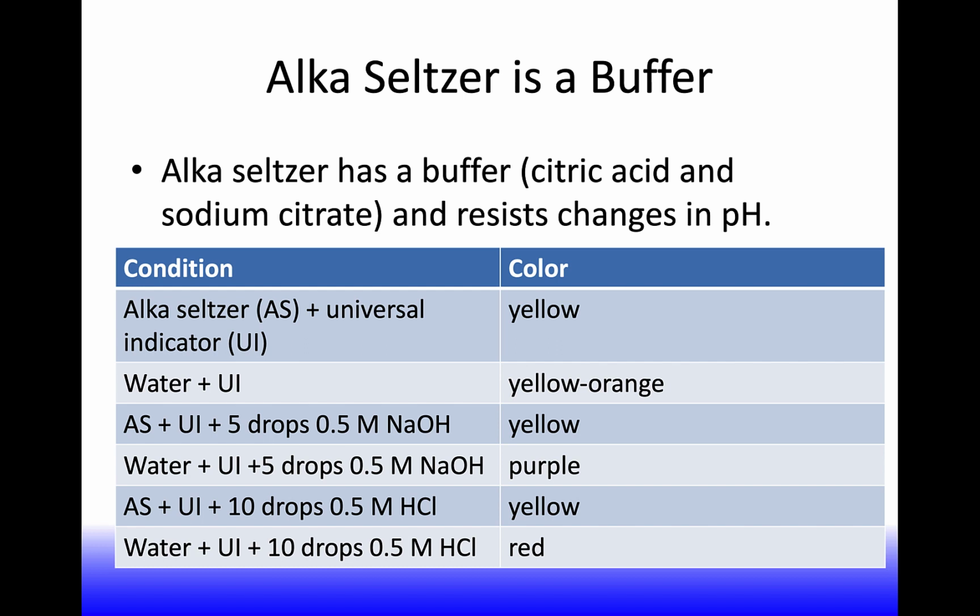Okay. Now, I'm going to just show you the data here real quickly so you have it, but I'm going to play the videos now. So what I did first is I took some Alka-Seltzer, dissolved it in water, and I also took some water. Alka-Seltzer is AS, and I put some universal indicator in it, and it's yellow. Water with universal indicator was kind of yellow-orange. You'll see this in the video. I added some base. The Alka-Seltzer stuff stays yellow. I add some base to water, it turns purple. I add some acid, the Alka-Seltzer stays yellow, and then I add some acid to the water and it turns red. You'll see that in a minute, but this way you can at least see the data.